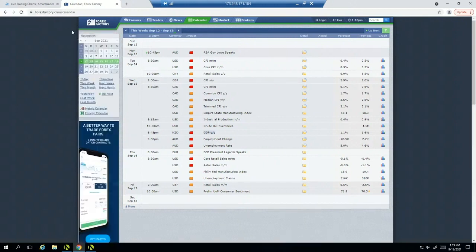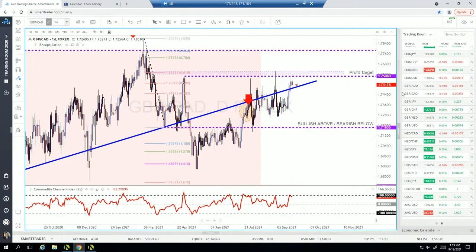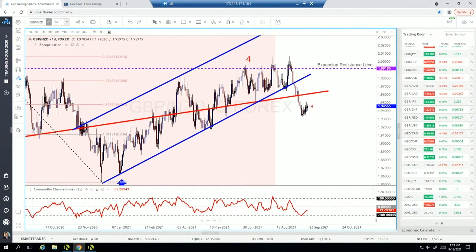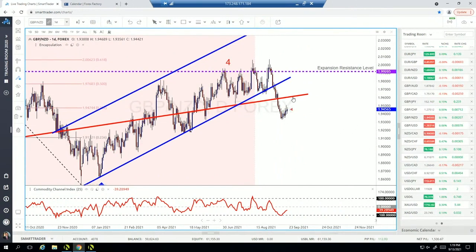I think the big play this week is going to be pound New Zealand dollar. I think pound New Zealand dollar would definitely be a good play because of what we're anticipating. And that could mean we could see this rally go a lot higher, up into a correction move of about 200 pips.